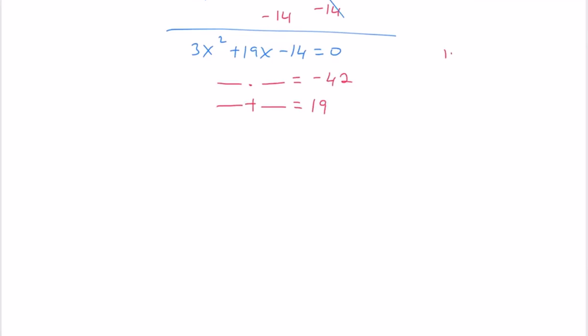So 42, we have 1 times 42, we have 2 times 21, 3 times 14, and then 6 times 7. We need 2 and 21. We need negative 42, so one of them needs to be negative. But we need positive 19, so the larger number needs to be positive. The smaller number is negative.